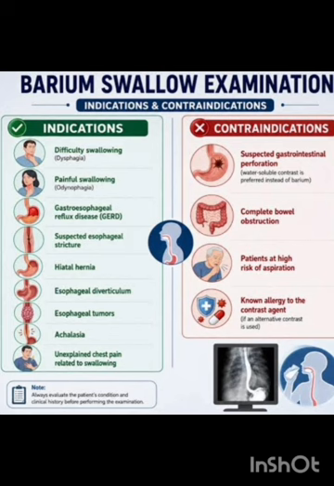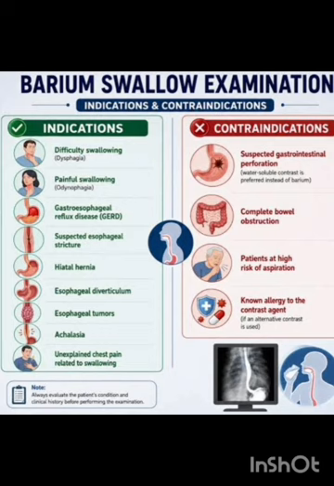Then indication and contraindication. Indication means the reason for a condition that shows why a particular test or treatment or procedure is needed. Contraindication means a condition or reason why a particular test or treatment or procedure should not be performed because it may be harmful to the patient.